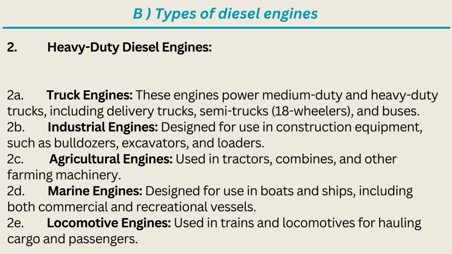2B. Industrial engines, designed for use in construction equipment, such as bulldozers, excavators, and loaders. 2C. Agricultural engines, used in tractors, combines, and other farming machinery. 2D. Marine engines, designed for use in boats and ships, including both commercial and recreational vessels. 2E. Locomotive engines, used in trains and locomotives for hauling cargo and passengers.